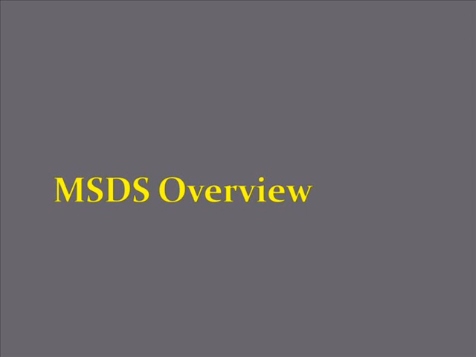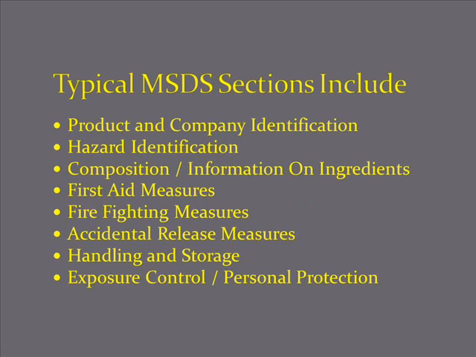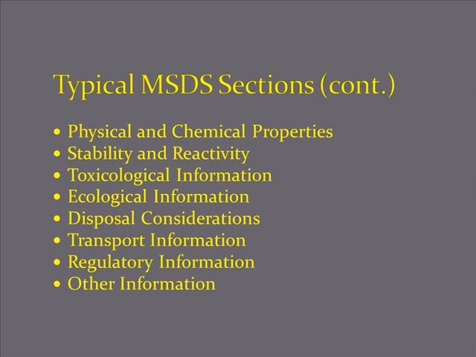MSDS overview. This is where we're going to show you the different sections of the MSDSs and what they mean to you. Typical MSDS sections include the product and company identification, the hazard identification, composition information on ingredients, first aid measures, firefighting measures, accidental release measures, handling and storage, exposure control, and personal protection. Other sections include physical and chemical properties, stability and reactivity, toxicological information, ecological information, disposal considerations, transport information, regulatory information, and other information.